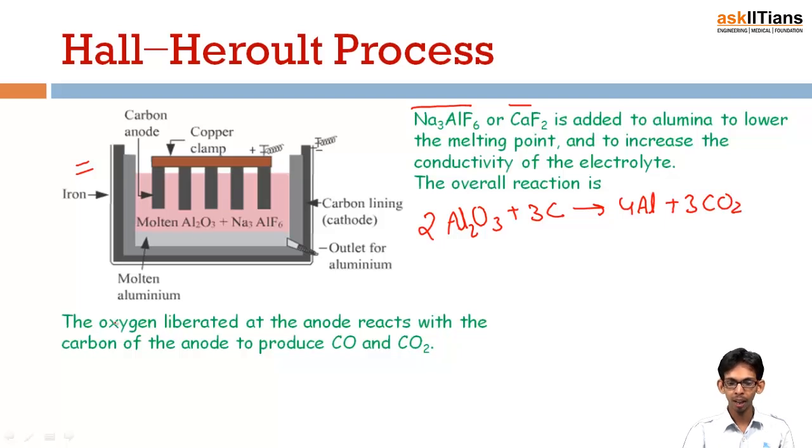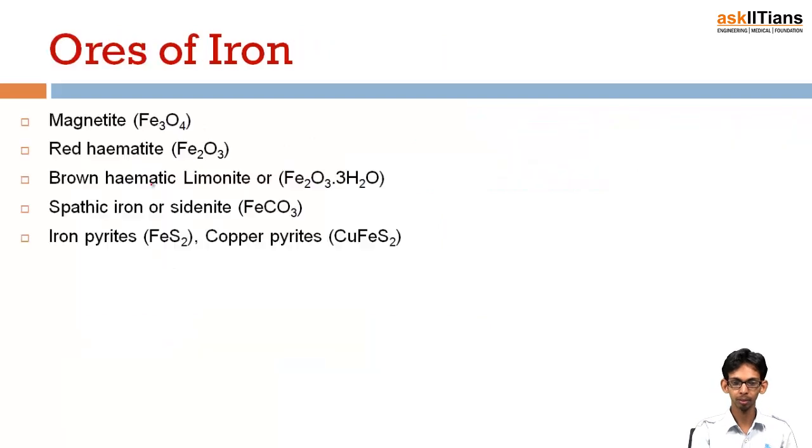And actually there is a need to change the anode. What is the anode? These are carbon clamps, and we need to replace these after a regular interval of time. Why? Because these are used up in the process. The oxygen liberated at the anode reacts with the carbon of the anode to produce carbon monoxide or carbon dioxide. So with the passage of time, the carbon present at the anode is utilized, and that is why we need to replace the carbon anode after a regular interval of time.